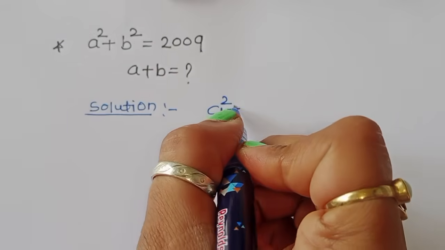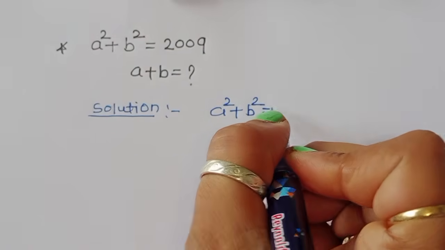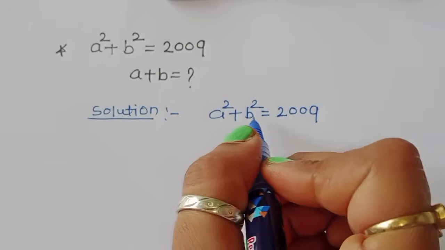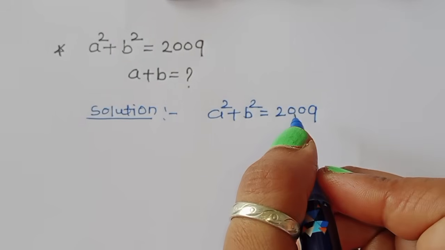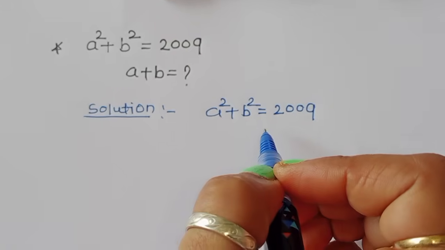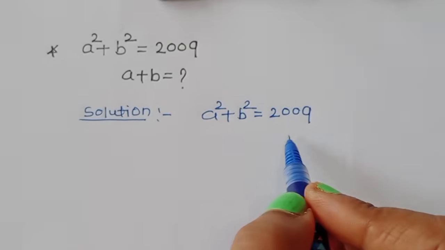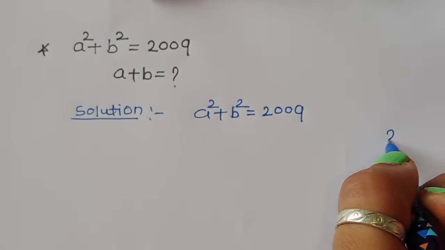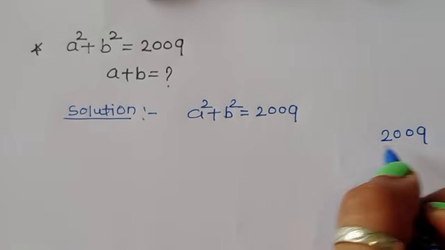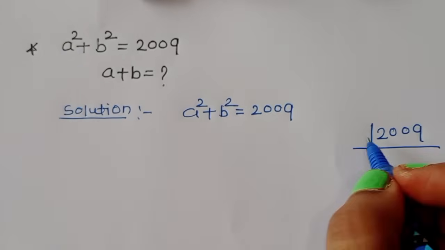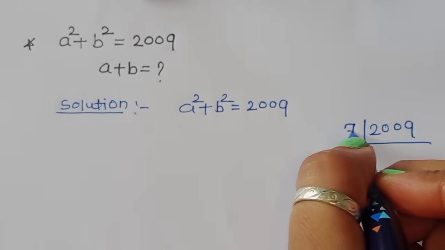A square plus b square is equal to 2009. This is the value of a square plus b square. Now we have to find out a plus b. So we can do one thing here. First we can take the factors of 2009, right? So it is divisible by 7.